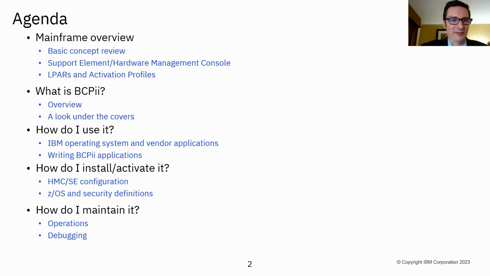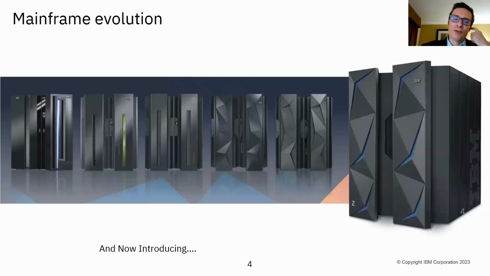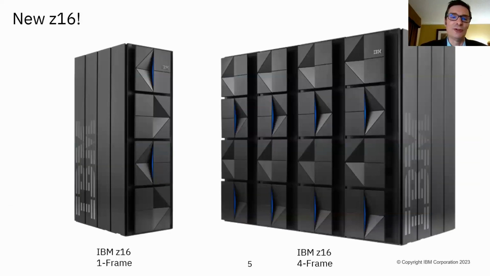So let's just dive right in. All right, mainframe overview. This slide is just showing that we've gone through an evolution of different mainframe boxes over a number of years, starting many years ago, iterating all the way up from the z9, z10, z196, zEC12, z13, z14, z15, and introducing, of course, the latest machine, the new z16, which can be in many different configurations, from a small 1-frame to a 4-frame.